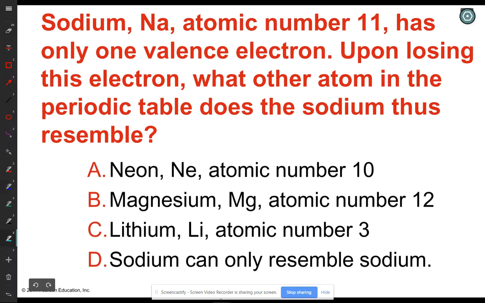All right, here's a question. Get out your clickers. Sodium, atomic number 11. How many electrons should it have if it is neutral? If it's a neutral atom, how many electrons should it have? It has 11 if it's atomic number 11. Right, because if it's neutral, it's going to have the same number of protons as electrons.